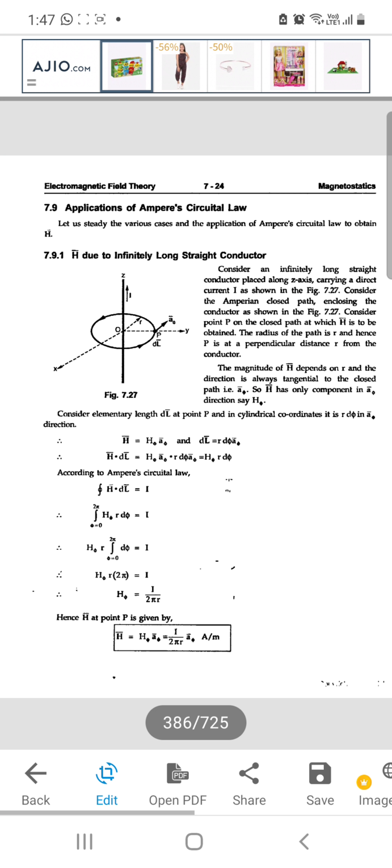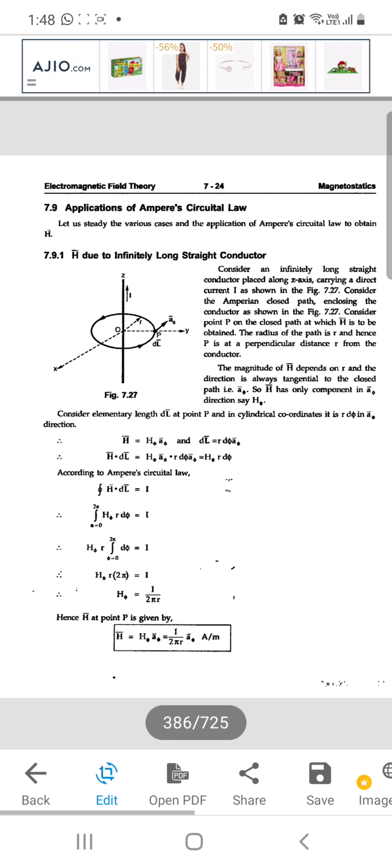Now, we will discuss different applications of Ampere's circuital law. Like we discussed in the application of Biot-Savart law, our first aim is to find magnetic field intensity due to an infinitely long straight conductor using Ampere's circuital law. Here also, consider an infinitely long straight conductor, preferably placed on the z-axis, which is carrying a direct current I. We are going to find the magnetic field intensity at point P, and the radius of the path that you assume is r.